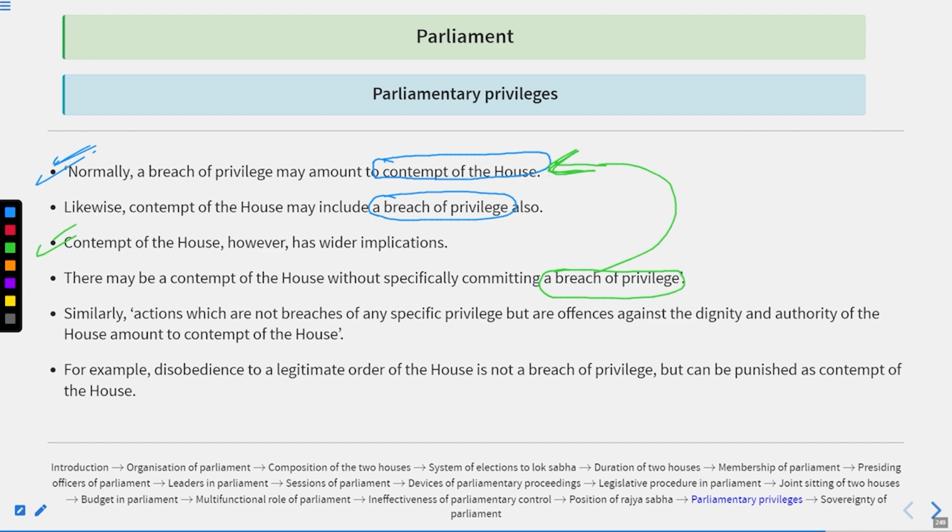Got it? Similarly, actions which are not breaches of any specific privilege, but are offenses against the dignity and authority of the house, amount to the contempt of the house. It means that the member or authority did something which could not be considered a breach of any privilege, but the action, directly or indirectly, has a tendency to offend the dignity and authority of the house, and that would be regarded as contempt of the house. Got it?